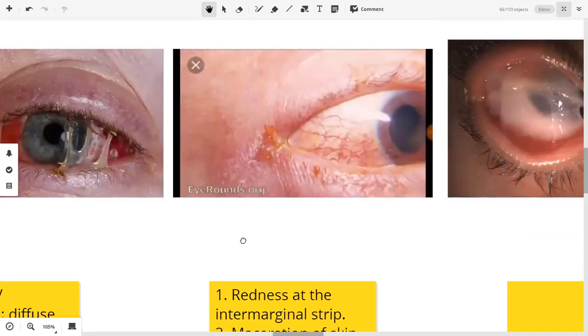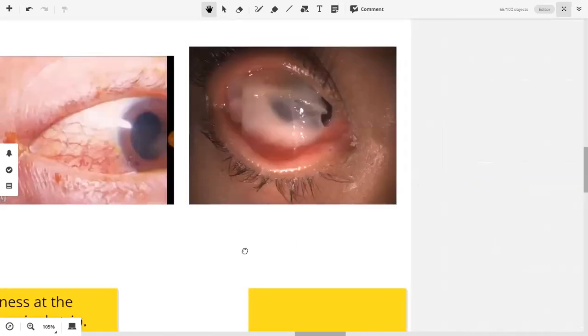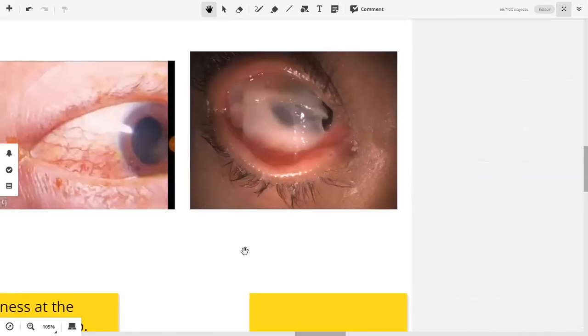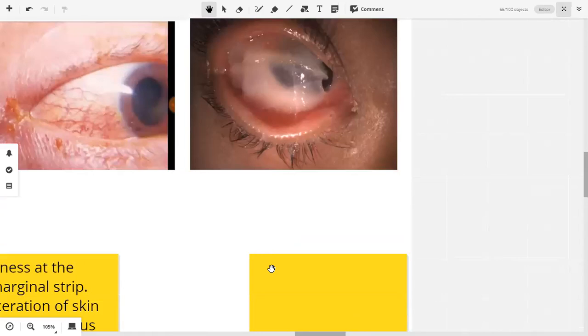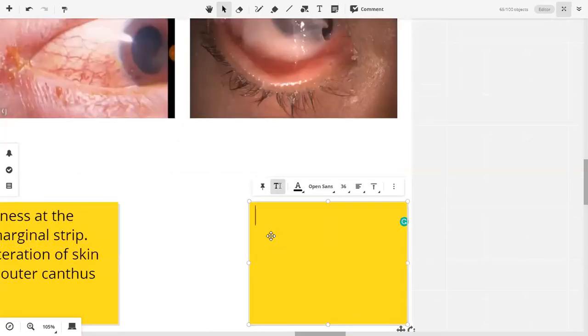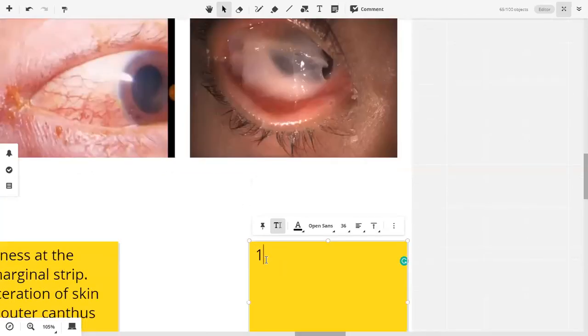Now, moving on to our third case. You've seen this picture before. What is the most peculiar or striking finding in this picture? Membrane. It is a membrane, right? Now, if I were to say that this membrane is easily peeled off, then it would be a pseudomembrane. Now, we discussed pseudomembrane in one case, which we will discuss again later on.